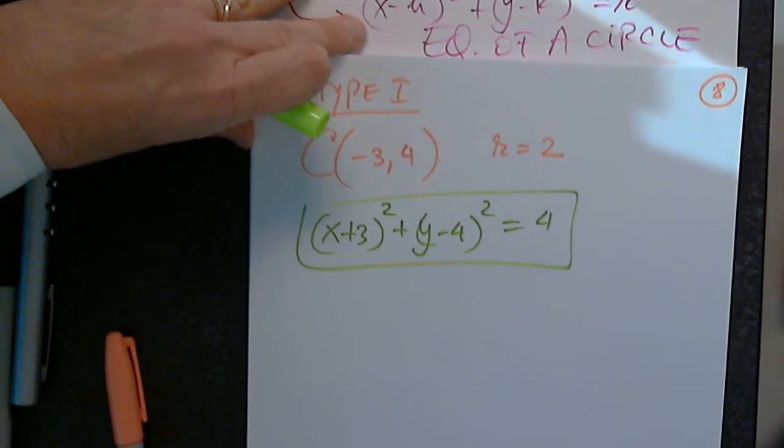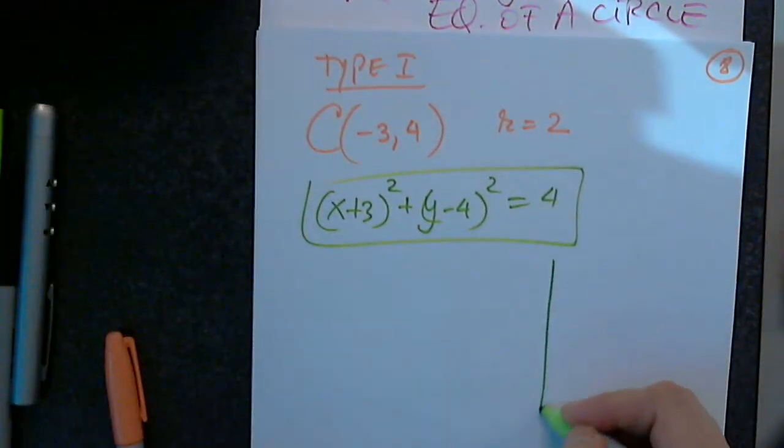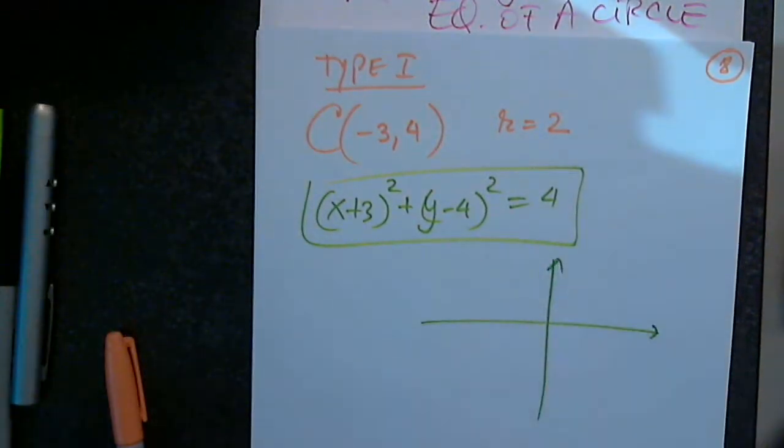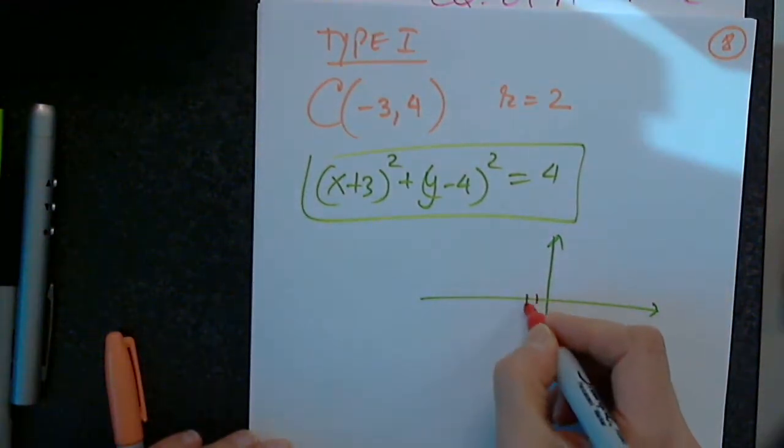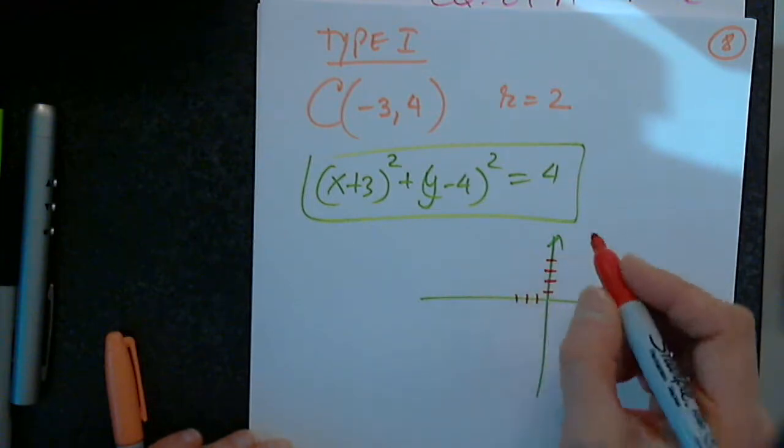Here's how I graph it. Let's say I'm asked to graph. Here's how I do it. I start by plotting the center, (-3, 4). 1, 2, 3, 1, 2, 3, 4. Right here.